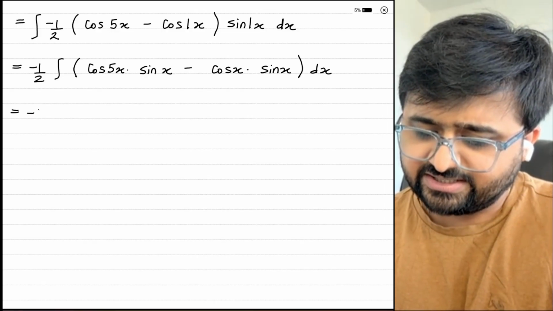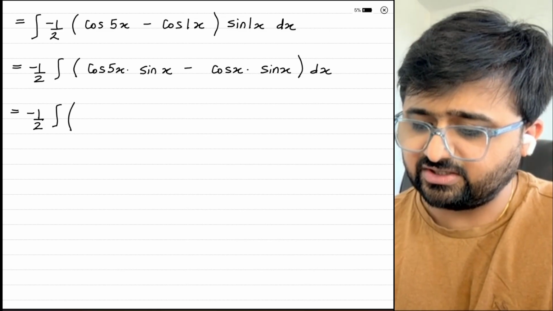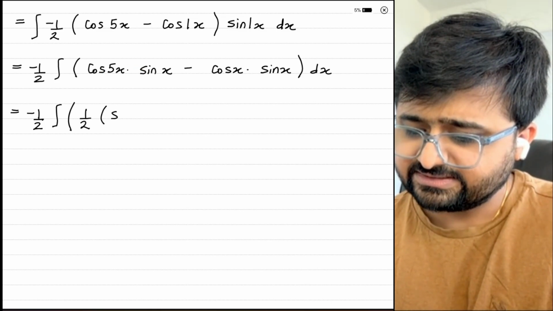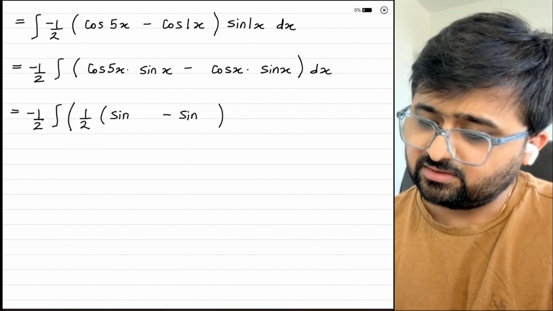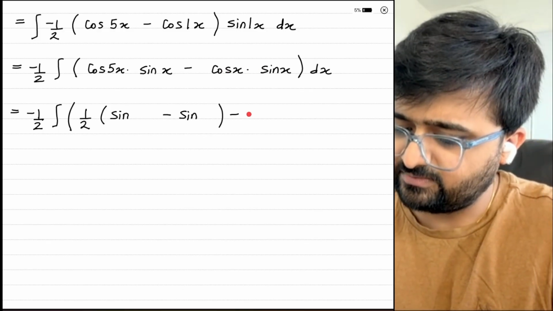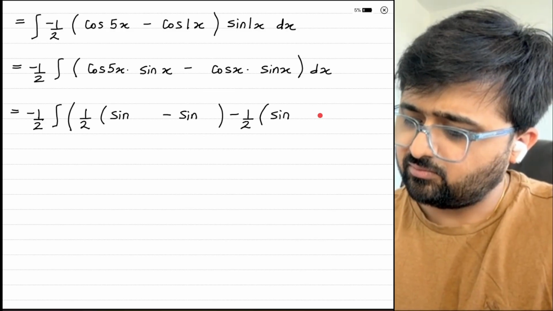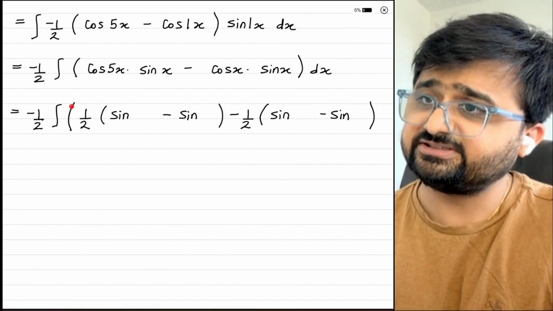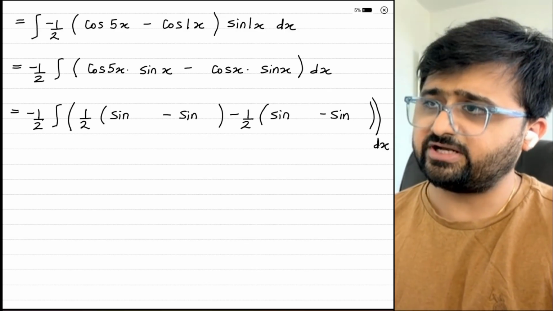So that will become minus half integral of, let's again apply the defactorization formula over here. Cosine times sine: the formula is half sine minus sine. Minus, this is cosine times sine again, so the formula is again half sine minus sine, close the bracket. And let's close this big bracket over here, and this is getting integrated with respect to x. I hope that makes sense.